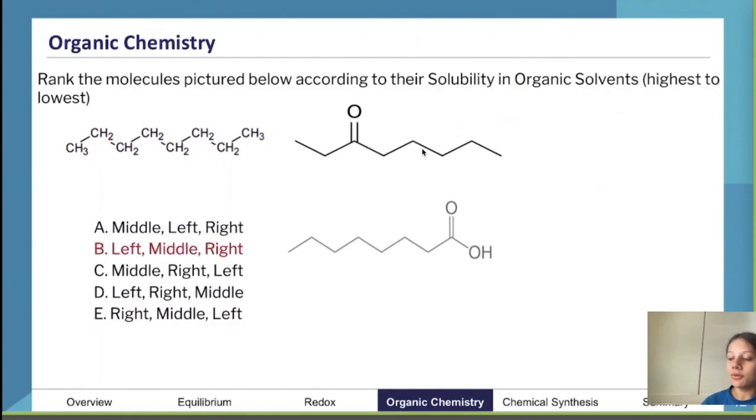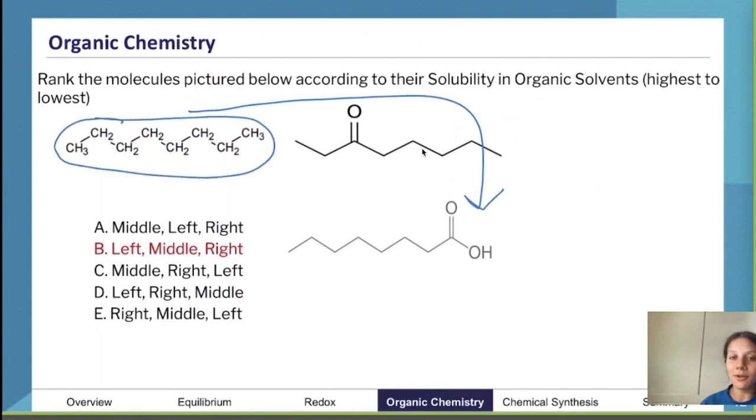So if we look at the actual order, it's going to be left, middle, right. So we're going back this way now. This is the most soluble. Our alkane is the most soluble in organic solvents because it's the most non-polar. We don't have any polar bonds. This is a non-polar molecule, all in all.